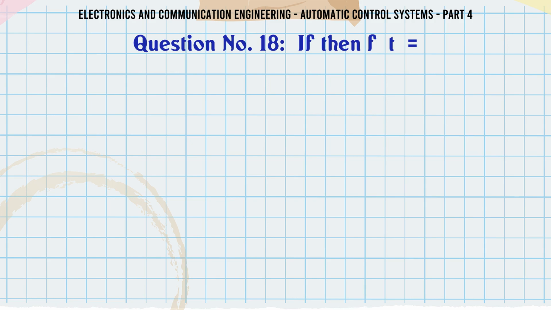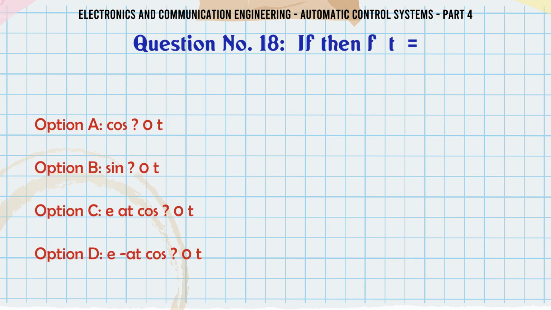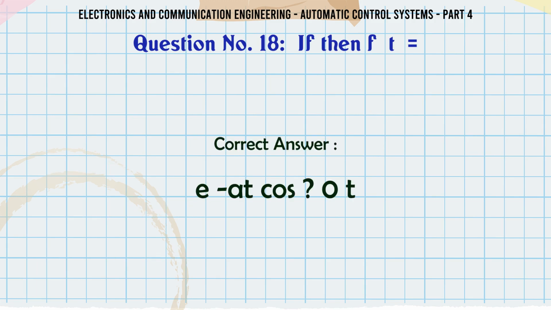If F(s) = s/(s²+ω²), then f(t) = A. cos ωt. B. sin ωt. C. e^(-at) cos ωt. D. e^(at) cos ωt. The correct answer is e^(-at) cos ωt.